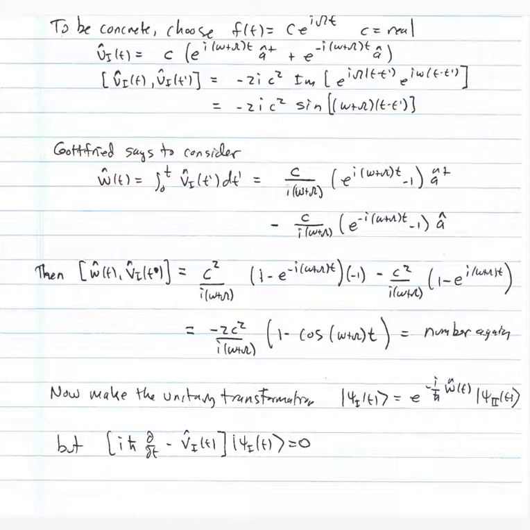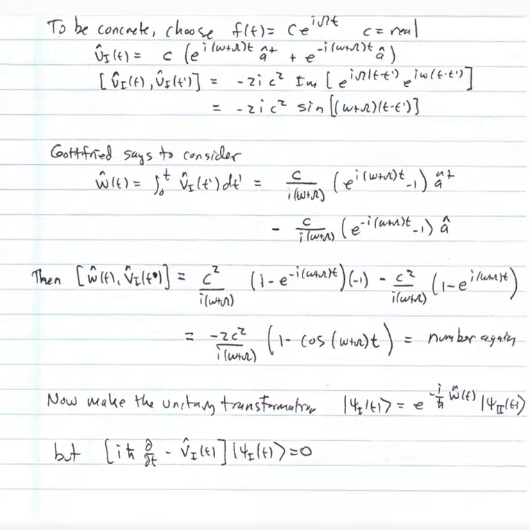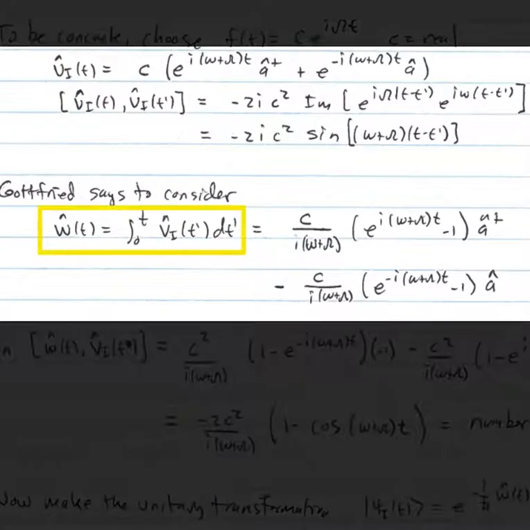Gottfried now says, let's consider the following object. It is by no means obvious that this is a good thing to try, but perhaps if you're thinking about what you would do, it's a natural expression to think about because it could arise as we're evaluating a time-ordered product. We're going to call this operator Ŵ(t), and it's the integral from 0 to t of V_I(t') dt'.